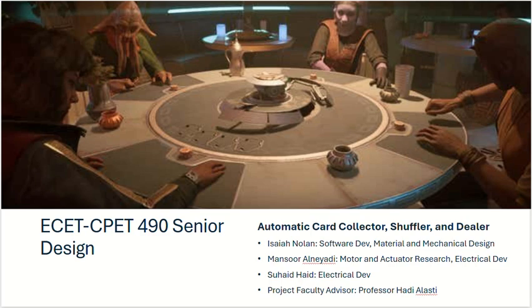All right, this is the automatic card collector, shuffler, and dealer senior design project. I'm Isaiah Nolan. I'm assigned with the software development, material, and mechanical design. Mansour Alnayati is responsible for motor and actuator research and electrical development, and Suhaid is responsible for electrical development as well. Our project faculty advisor is Professor Hadi Elasti.